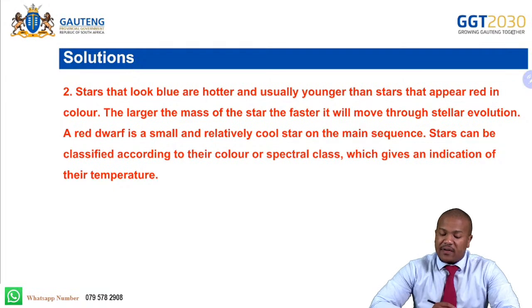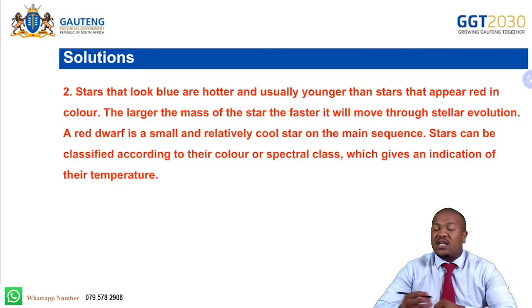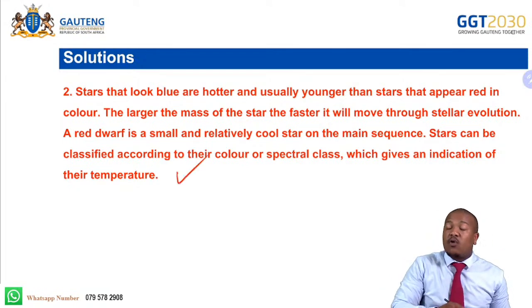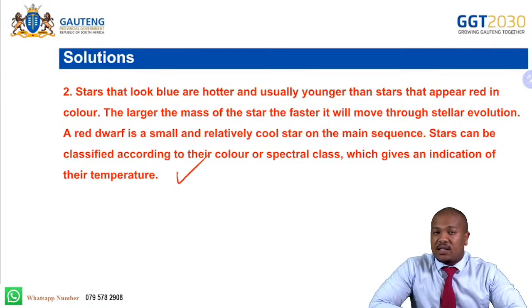So a red dwarf is a small and relatively cool star on the main sequence, and stars can be classified according to their color or spectral class, which gives an indication of their temperature. So let's quickly take another minute to copy it down and continue with our lesson.